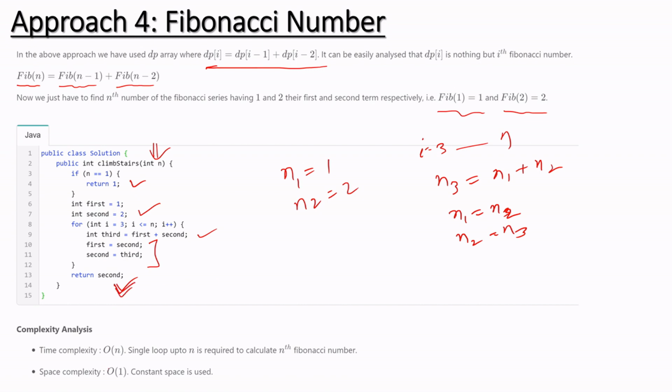So the complexity will be what? O of n, right? Because we are moving to the nth term, total n. We're taking a single loop, from 0 to n, right? But when we're talking about space complexity, we are not taking extra space. That's why it is constant space, right? And that is O of 1.